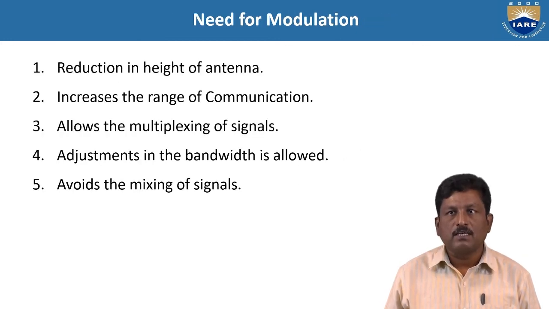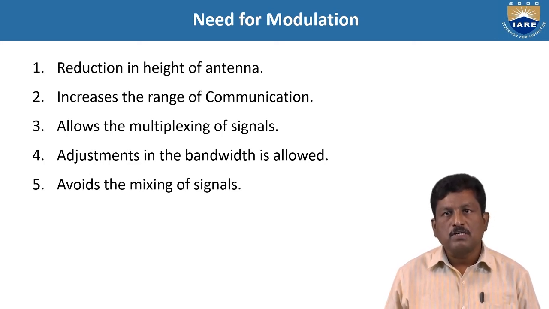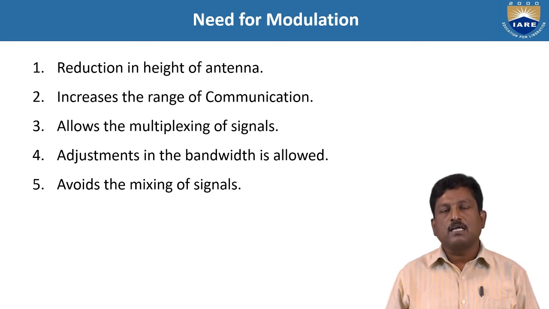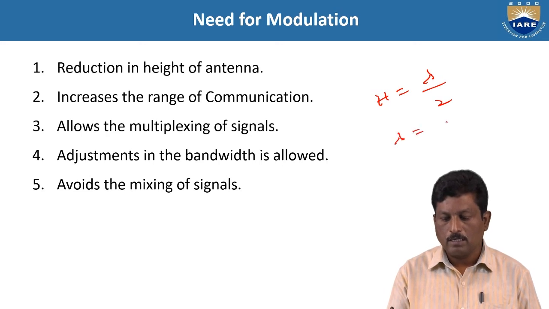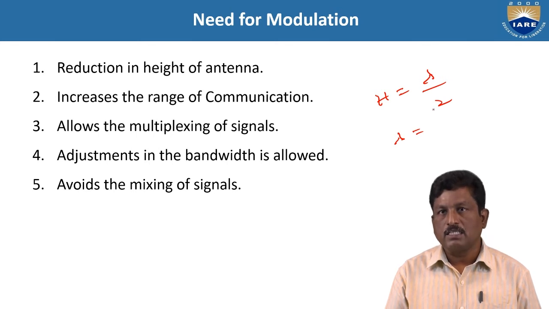Another advantage of modulation, that is, the actual need for modulation, is that you can reduce the height of the antenna. Based on the frequency, the height of the antenna h equals lambda by 2. This is the relation. Where lambda equals c by the carrier frequency. So based on the change in lambda, you can design the height of the antenna.